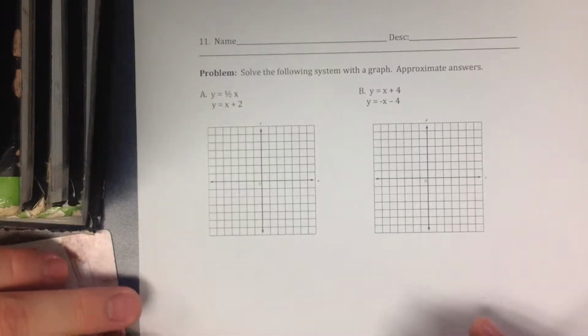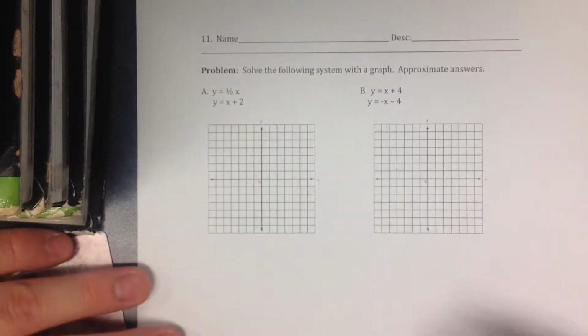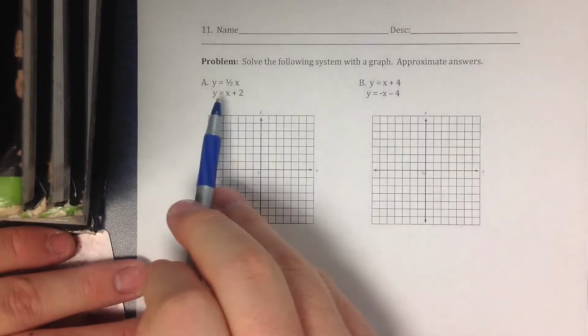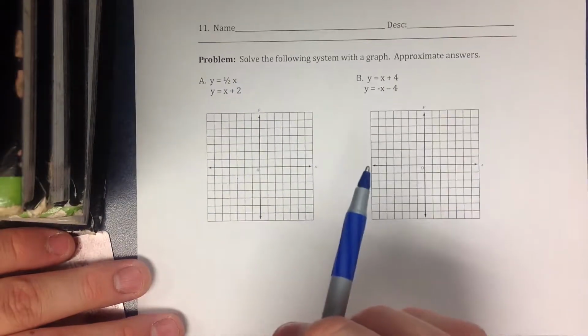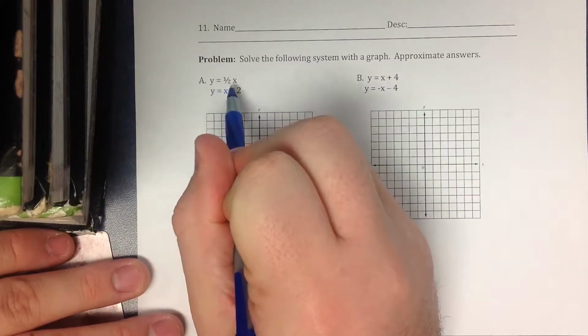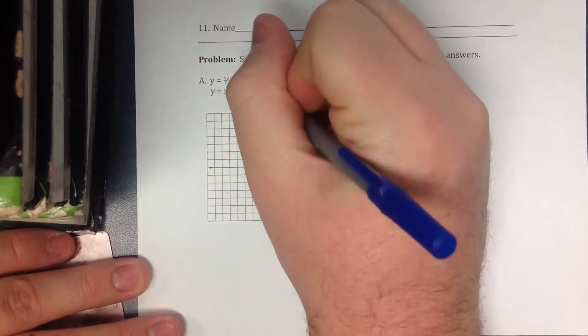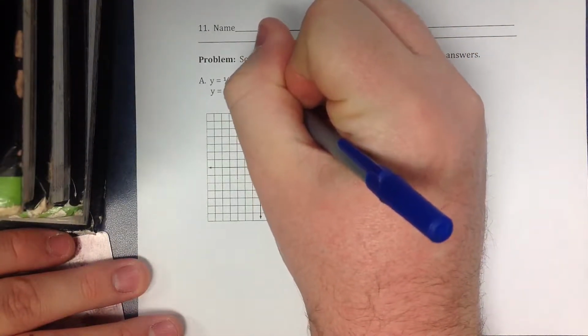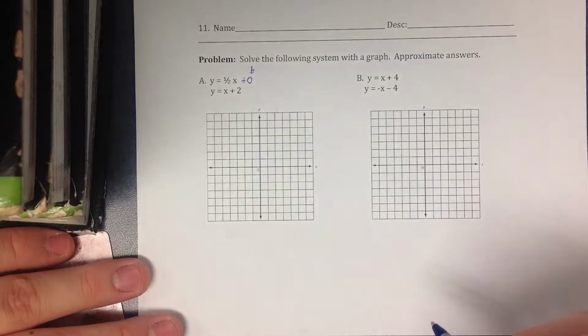Okay, continuing on with the Algebra 1 third 9 weeks practice. Look at part A here. Solve the system by graphing and approximate answers. So if I take the first equation, y equals 1/2 x, b in this case is 0 because there's no number being added or subtracted to it.